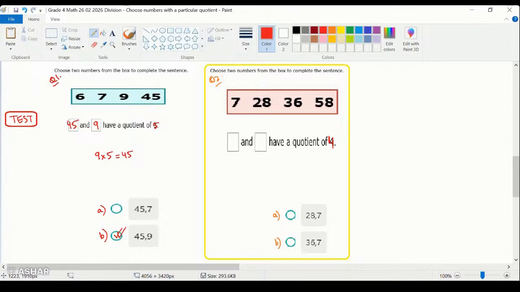Okay, so let's try this. Very nice. The option number A, that means 28 and 7, right? I'll copy the next question. The next question says, choose the numbers such that they have a quotient of 8. Just a minute, please.